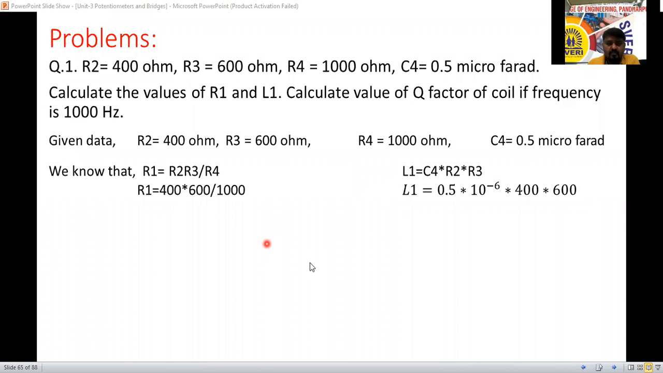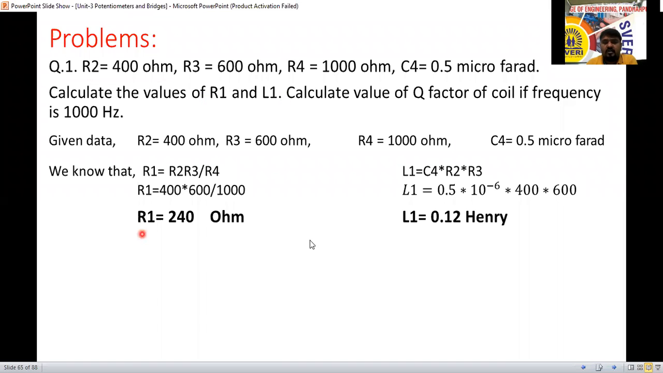Okay, I'll display that. R1 equal to 240 is nothing but 6 into 4, here the zeros cancel, 40 into 6, so 240 ohms we are going to get for R1. And for L1, 0.5 into 10 to the power of minus 6 into 400 into 600 is 0.12 Henry. We have calculated R1 and L1 values as per the question.